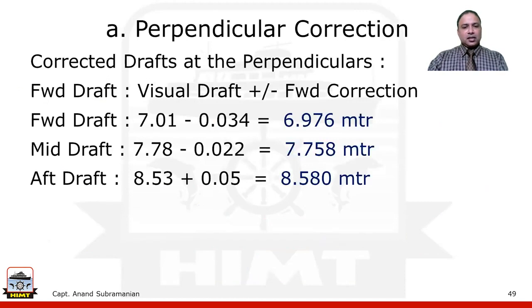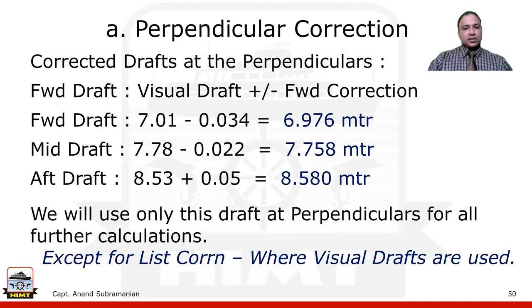Once we get this, add it up to the visual marks, and then you can get it. For the midship draft, you can take the mean of the port side and starboard side. So the mean of the midship draft, port and starboard, is 7.78. That minus 0.022, and the midship draft at the perpendiculars would be 7.758. So now we have to use only these drafts for all our future calculations. Remember, except for the list correction, where the visual drafts are used.